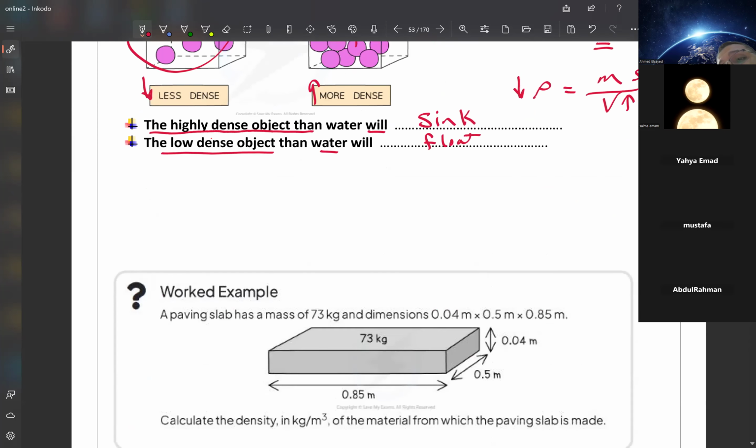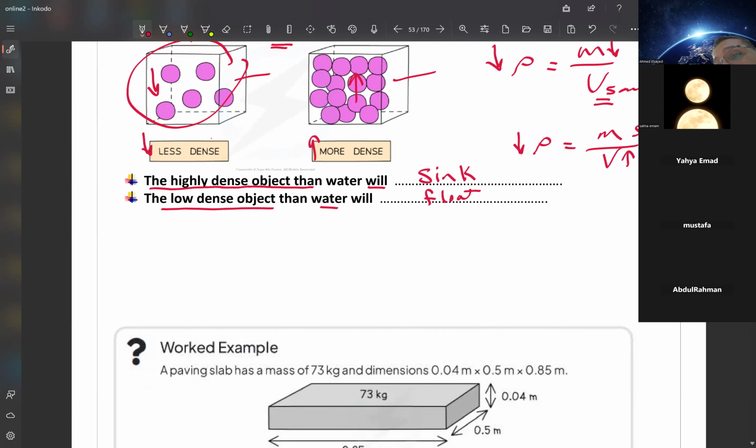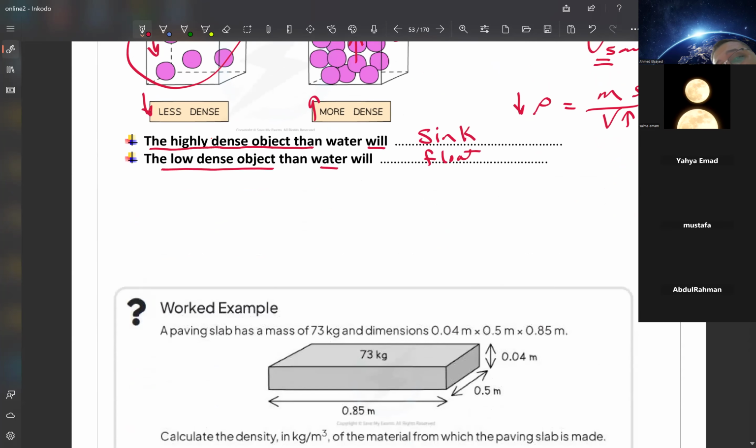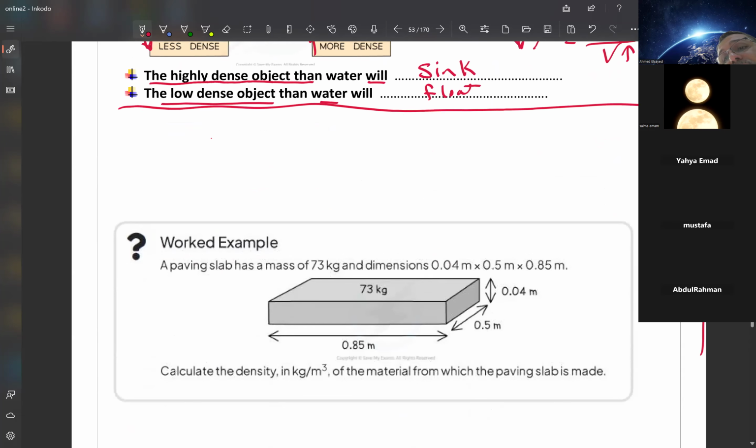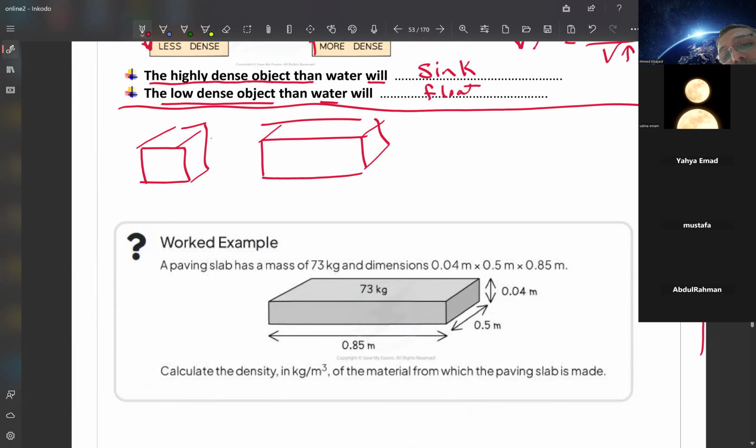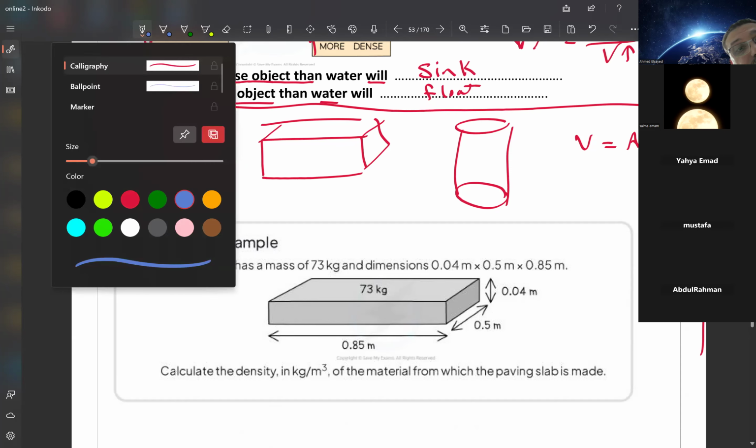Now, we have finished last time the equation of volume for regular shape objects. We have cube, we have rectangular block, we have a cylinder. In fact, volume equals area multiplied by height. So for cylinder, who can tell me what is the volume of cylinder?